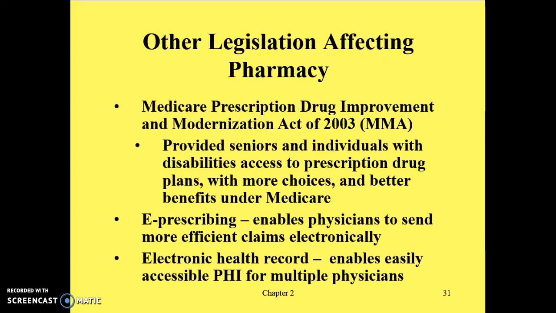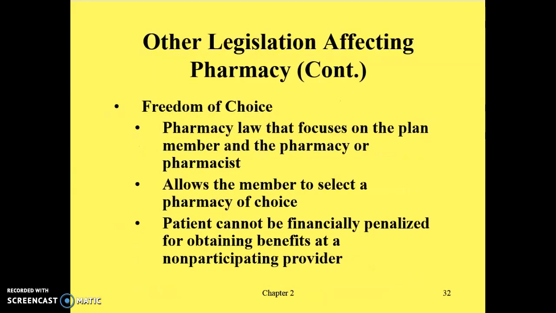And then we're going to look at some of the other things. The Medicare Prescription Drug Improvement and Modernization Act is basically allowing us to provide seniors and people with disabilities access to more benefits under Medicare. And then we have things like e-prescribing and electronic health records that they're going to talk about. They're going to talk a little bit about freedom of choice, so allowing the patient to choose the pharmacy that they want to use.